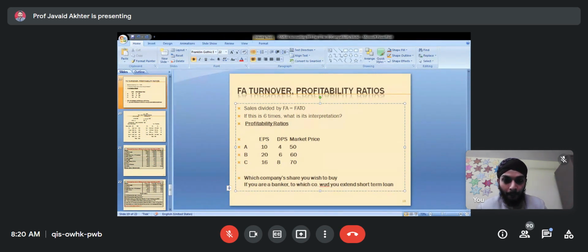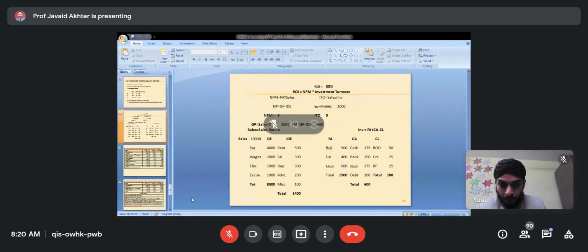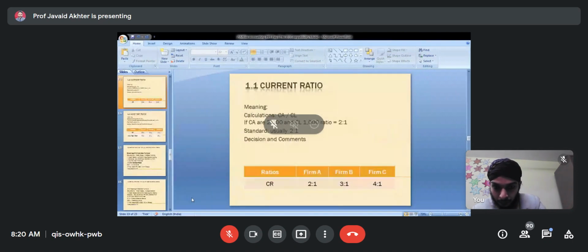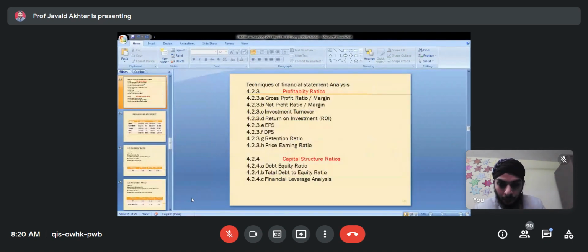Okay. So again, I'll explain to you. I'm giving you some time to think, but keep this slide in mind, the one that I have displayed. I have explained to you DPS, I have explained to you EPS. Now one more ratio left in the discussion was the price earning ratio, PE ratio. This is the last one, 4.2.3.h, price earning ratio.